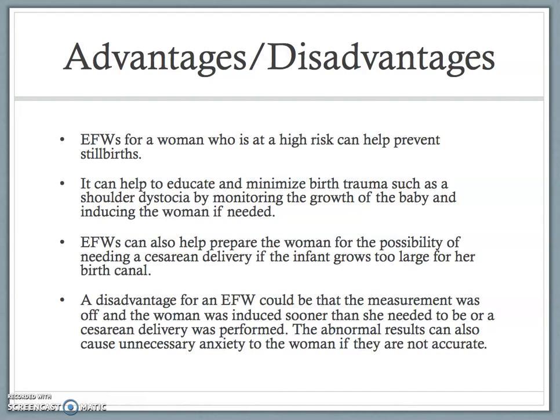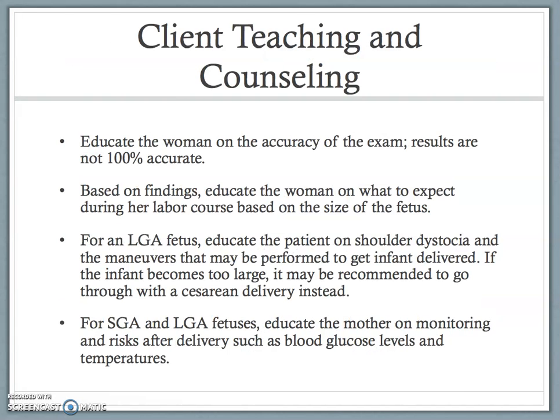A disadvantage for an EFW could be that the measurement was off and the woman was induced sooner than she needed to be, or a cesarean delivery was performed. The abnormal results can also cause unnecessary anxiety to the woman if they are not accurate. Educate the woman on the accuracy of the exam. Results are not 100% accurate.